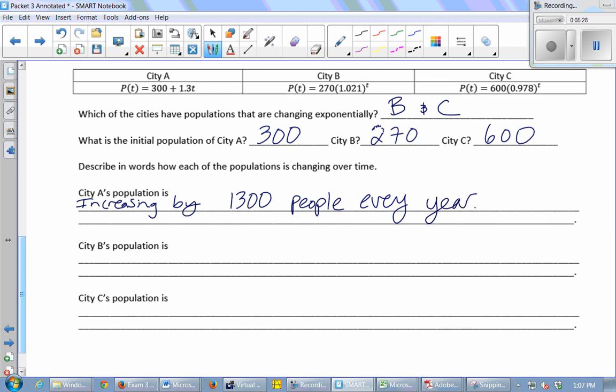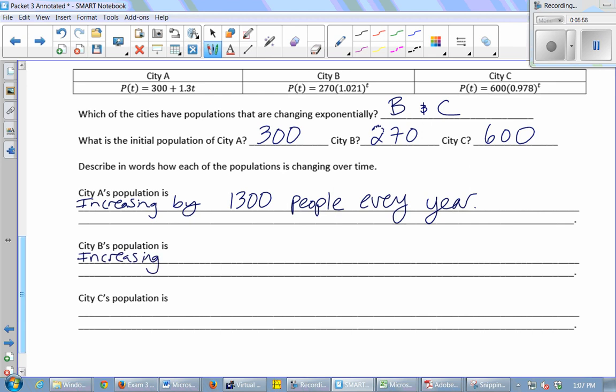Population B, how is it increasing? By 2.1% each year, right? So the 1 in the 1.021 indicates you get to keep 100% of who was there, right? And then the 0.021, convert that to a percentage by moving the decimal 2 to the right, and that represents an additional 2.1%. So this city B is increasing.